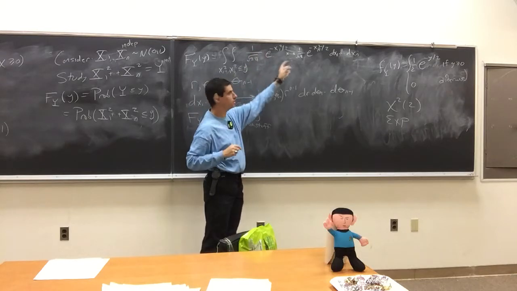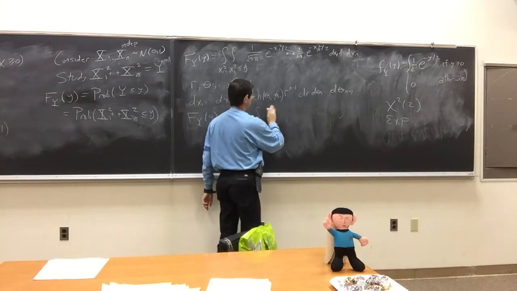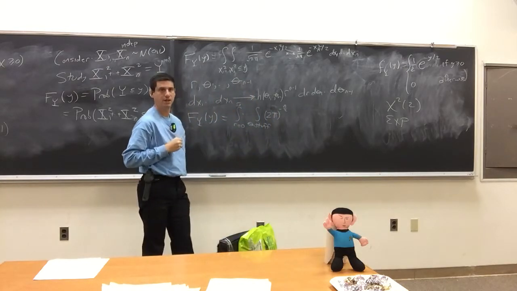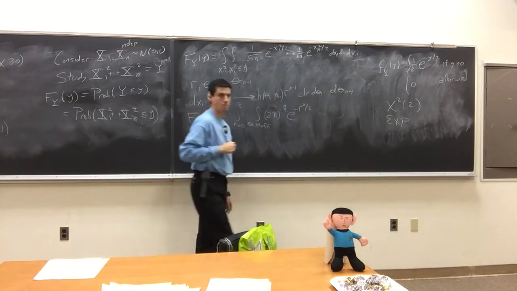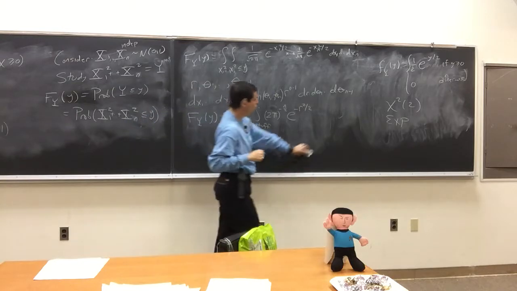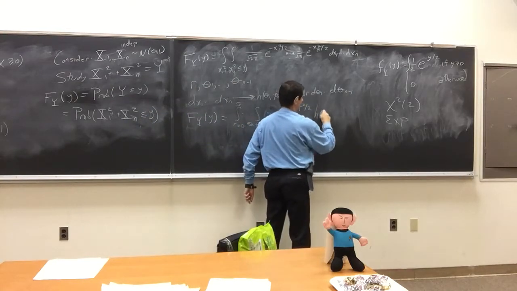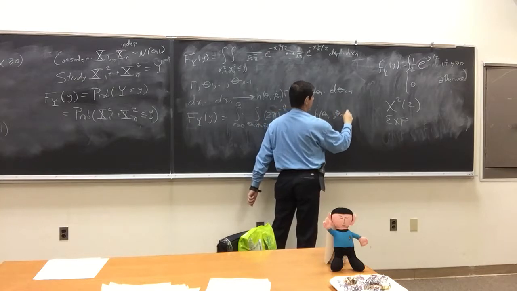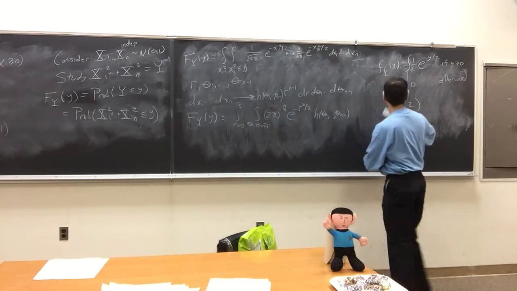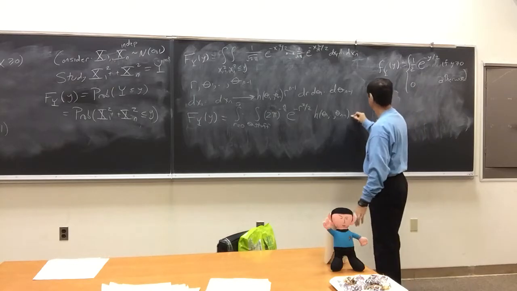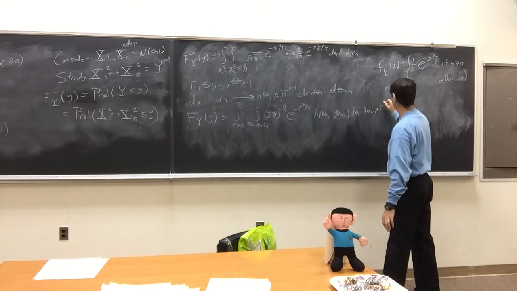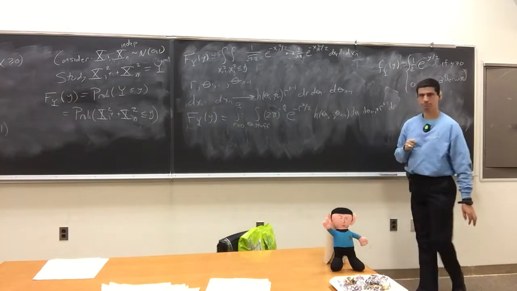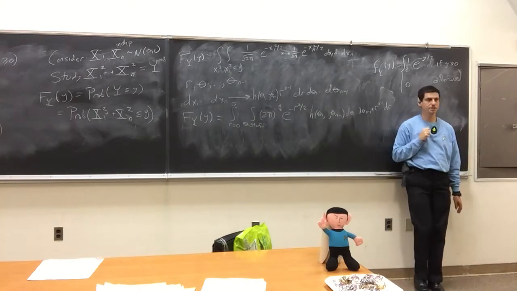I'm going to get some constant. I'll get 2 pi to the negative n halves. I will get e to the negative r squared over 2. And then what comes next? I'll have this h of theta 1 through theta n minus 1, d theta 1 through d theta n minus 1 times r to the n minus 1 dr. Everybody comfortable that I get something like this?